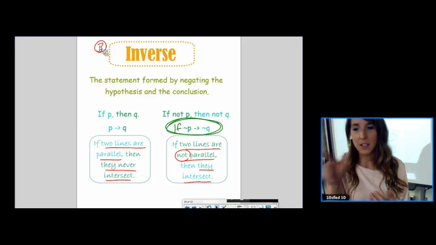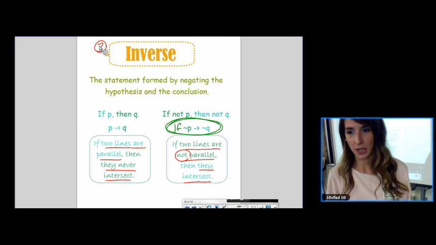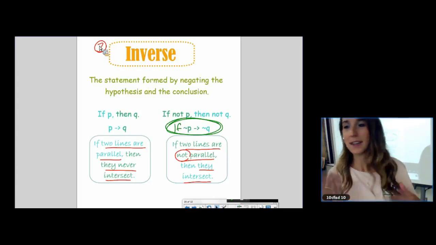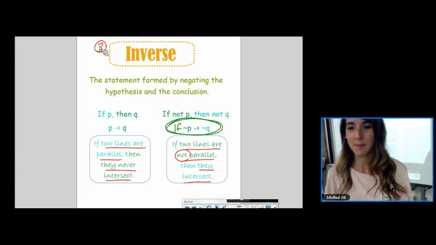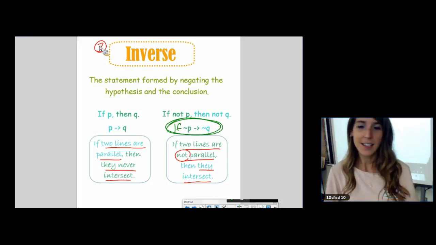So Haytham, yeah, the tilde does mean not in logic. That's what it means in logic. It's going to mean something else in our similarity unit. It means something else with congruency. Sometimes we reuse symbols. There's only so many out there, I guess.